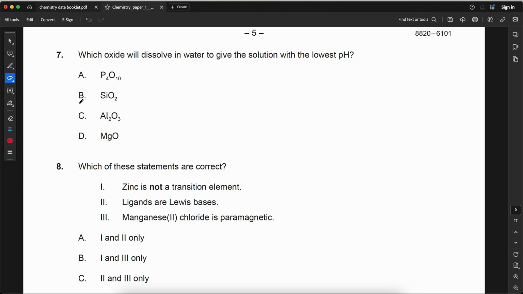Which oxide will dissolve in water to give the solution with the lowest pH? P4O10 will form an acidic oxide. The same with SiO2, but P is more non-metal compared to Si. Al2O3 is amphoteric. MgO will form a basic solution. So the answer is A.